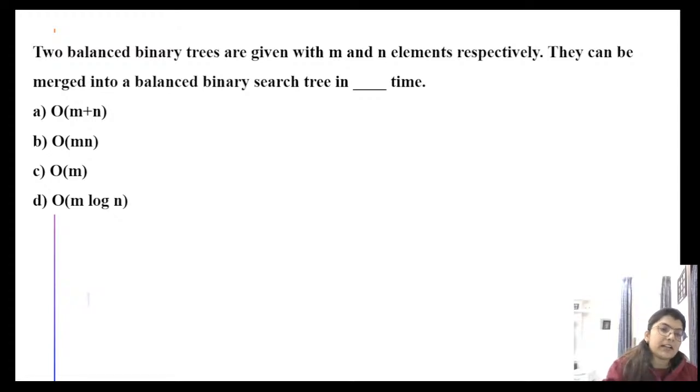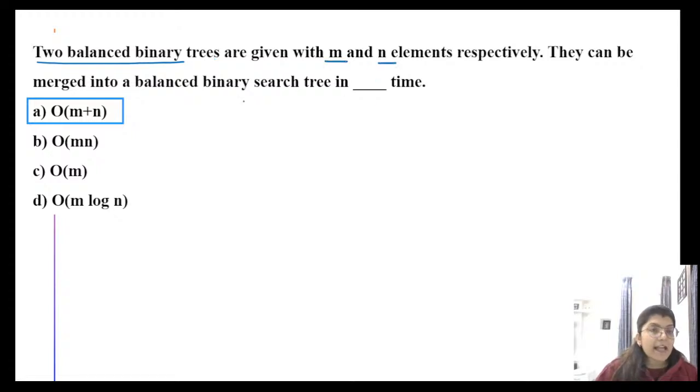So the correct answer to this question is option number A. So what you will do is, you are having two binary trees with m and n elements. And what we want in the result is a balanced binary search tree.